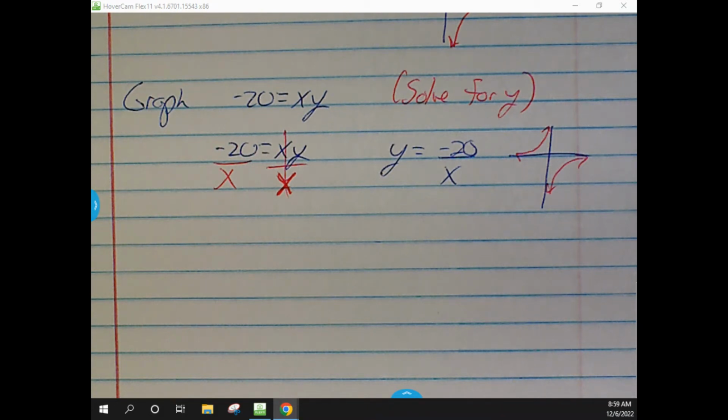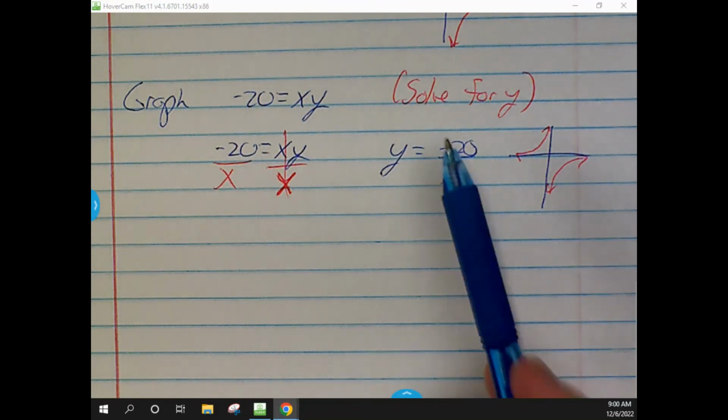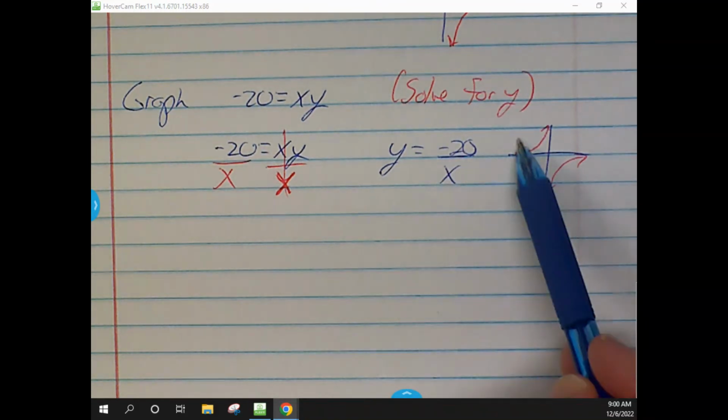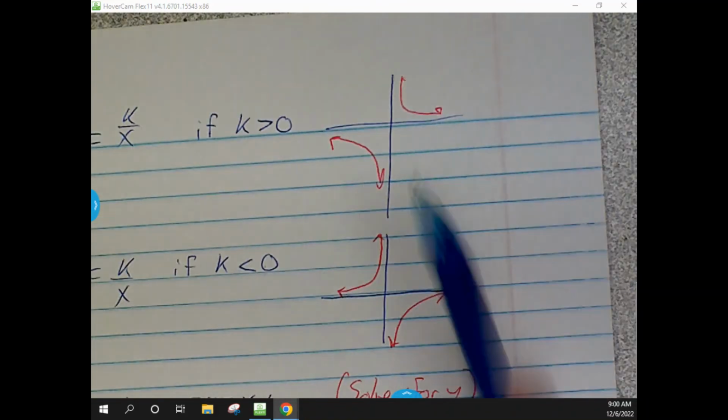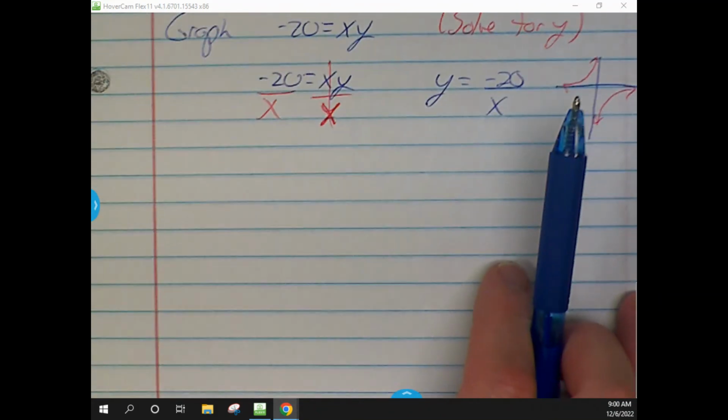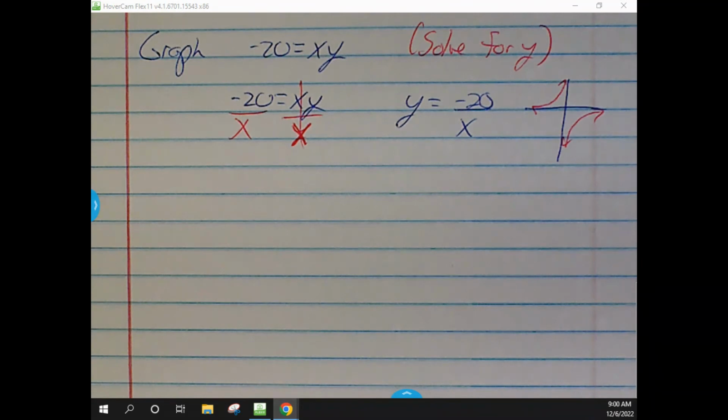Okay, so for reciprocal or inverse functions, that's going to be your graph every single time, and it's all going to be based on what this number is. If it's negative, it's here and here. If it's positive, it's here and here. And that's just based on your signs of dividing positives and negatives, and putting in the right places when you go through that. So that's it.